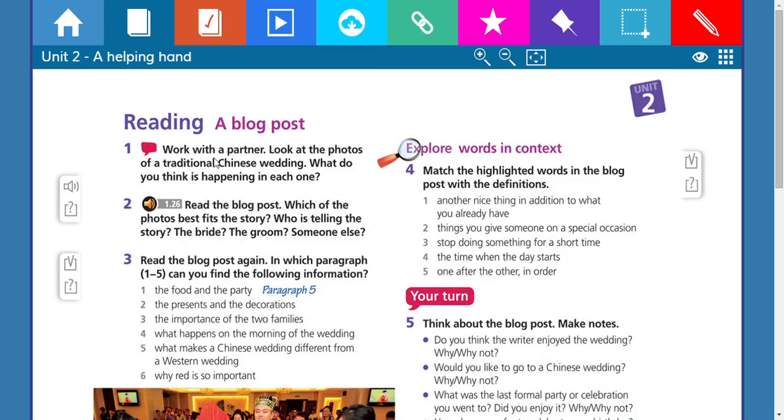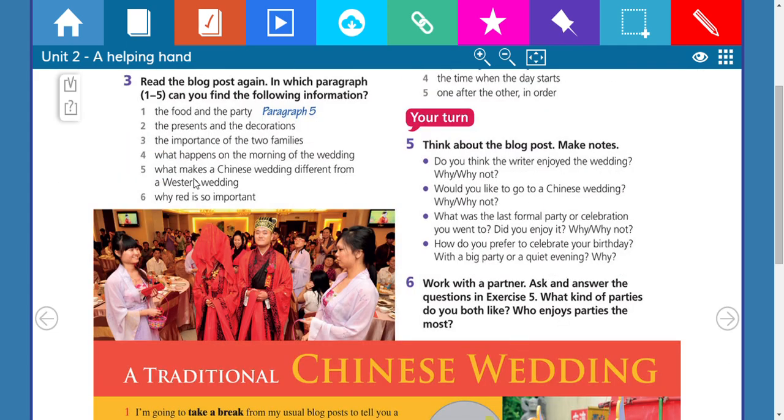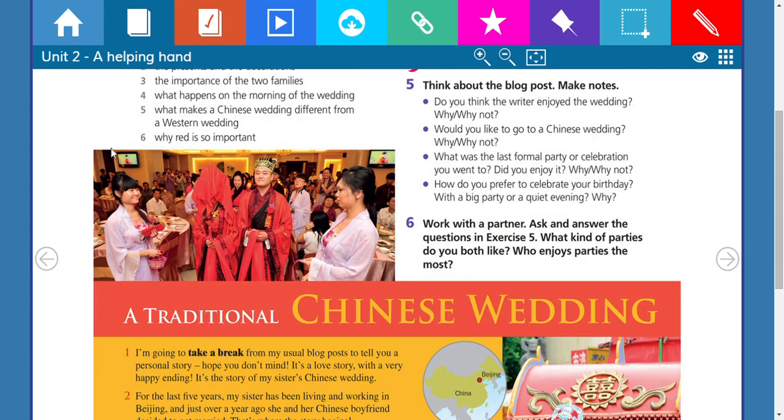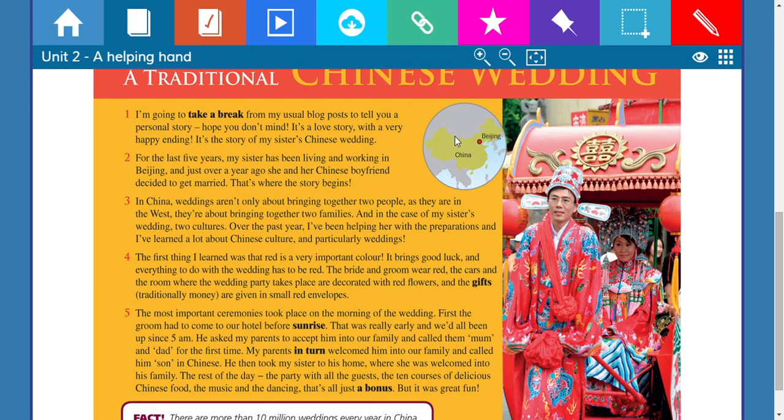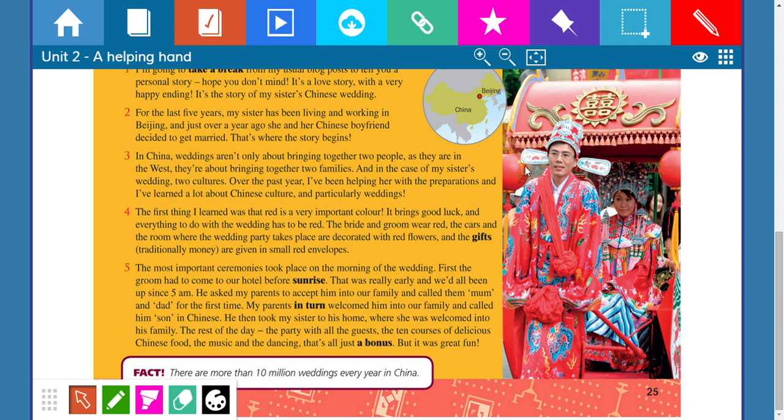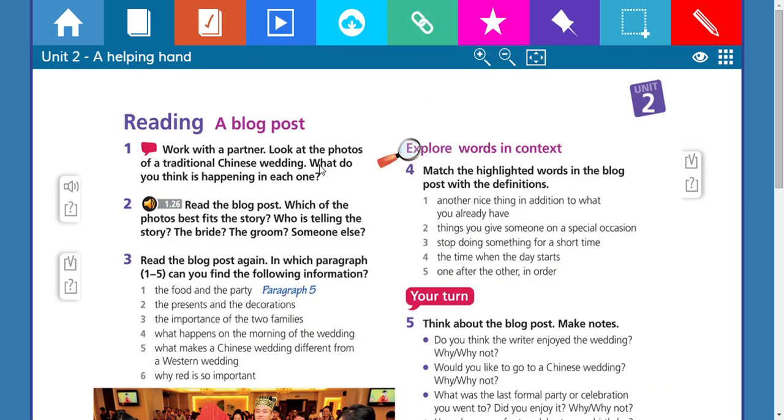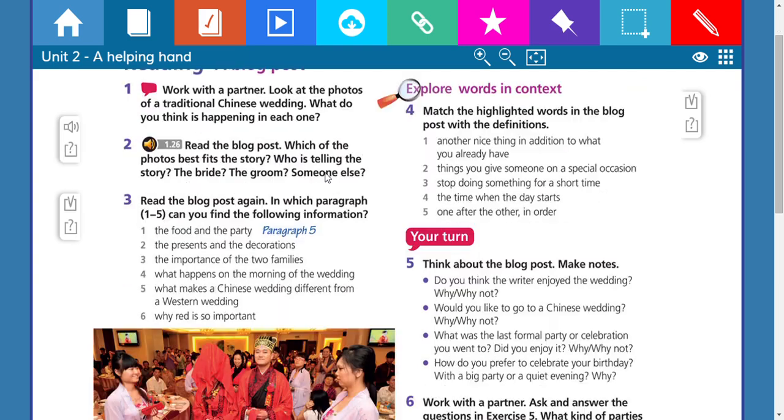Now let's see. Work with a partner. Look at the photos of a traditional Chinese wedding. What do you think is happening in each one? What's happening here? They are in the ceremony or they are in the party? Okay, it's a possibility. What's in number 2? They are arriving to the ceremony, to the church maybe? Yes, it's another possibility. Okay, remember in this part you're guessing.